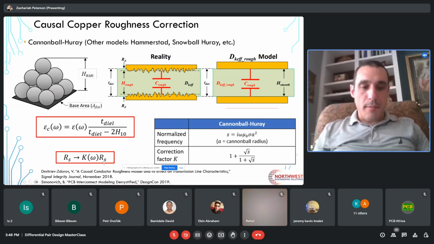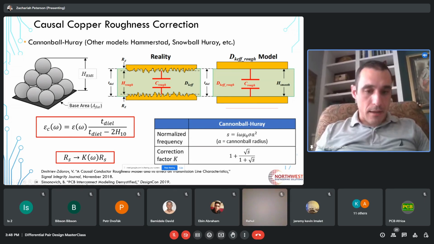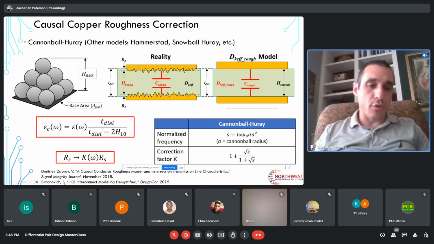So again, here's one of the papers from Bert Simonovich I'd recommend you go and read to learn more about these different models. There's also this one from 2018, a very good paper on these different roughness models, why they're important, and how to use them.